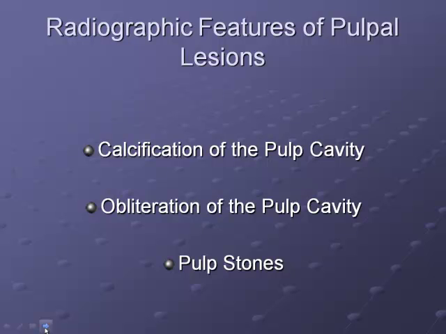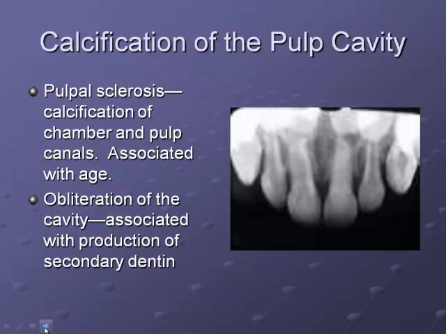There are three radiographic features of pulpal lesions: calcification of the pulp cavity, obliteration of the pulp cavity, and pulp stones. Pulpal sclerosis is a calcification of a chamber and pulp canals associated with age. Obliteration of the cavity is associated with the production of secondary dentin.